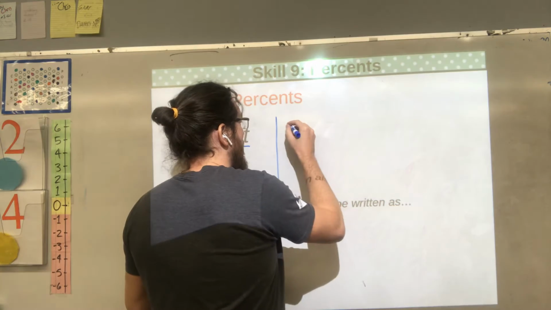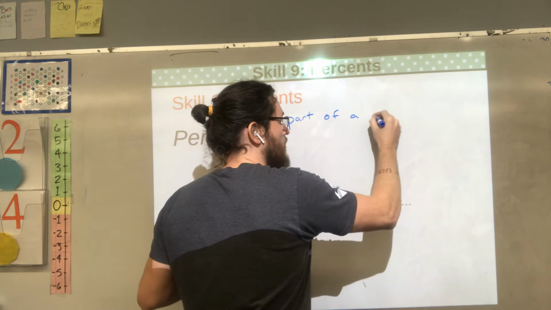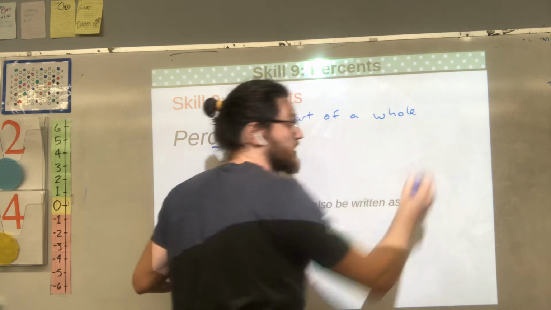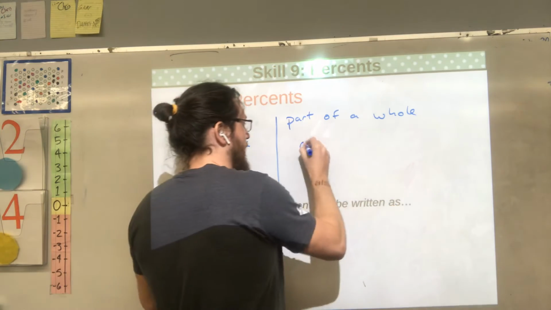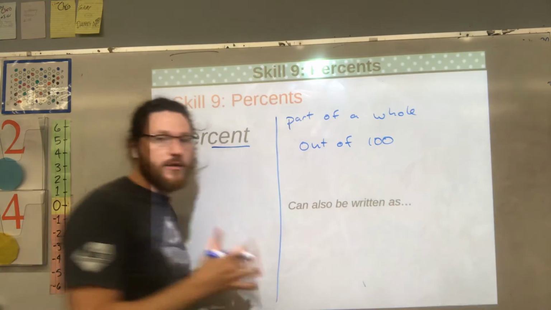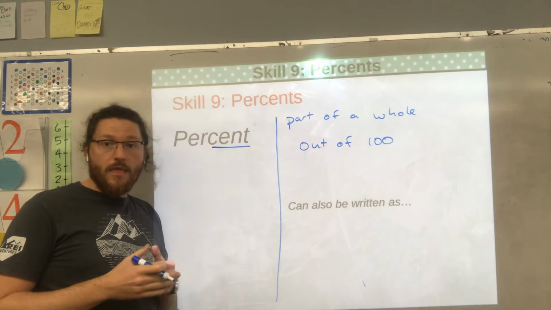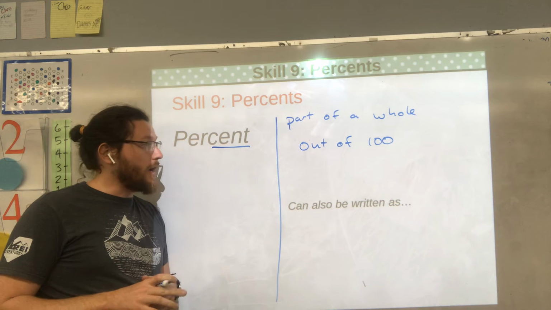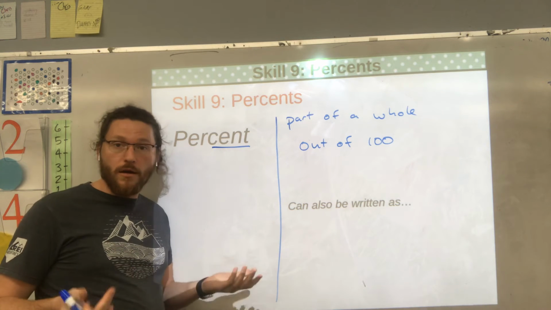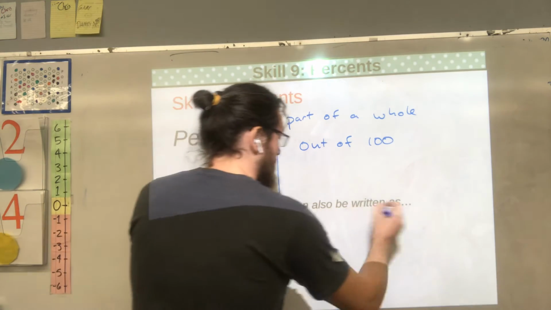So percent is part of, and it's out of 100. So 100% is the whole thing. 0%, that's none of it. And then all the numbers in between show us part of that whole. It can also be written, we already talked about this, as a fraction.